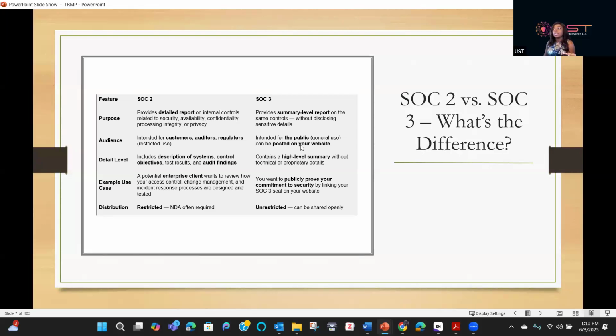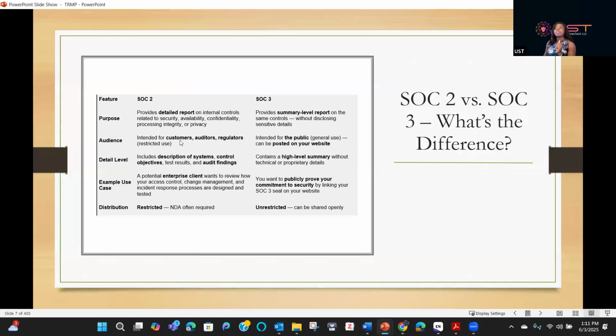SOC 3 is intended for the general public and can be posted on your website. That's an organization's website. So if you want to onboard a vendor, many times you're going to be requesting the SOC 2 reports, right? But if you go to their website, they can even place their SOC 3 report there, which is just telling the public, guess what? Hey, we have our SOC 2 reports, okay? And as I said, we're going to see that in detail.